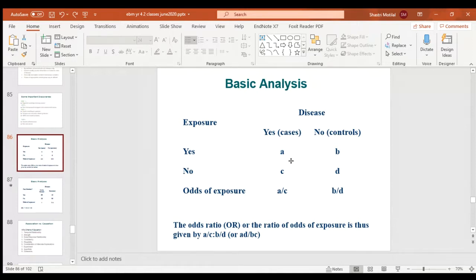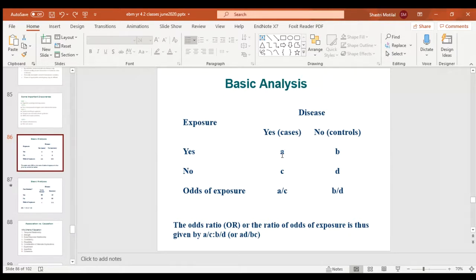What we could work out here is the odds that the cases had the exposure. The odds of the exposure in the cases is A divided by C. The odds that the controls had the exposure was B divided by D, B over D. Now here you might ask, why am I not saying A over A plus C? If we said A over A plus C, that would be a rate or a proportion or a percentage.